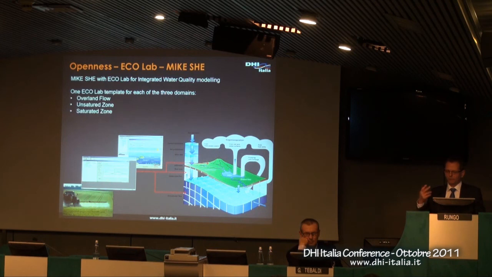we have the possibility to work with 3 different Ecolab templates, one corresponding to overland flow, one in the unsaturated, and one in the saturated zone. And this is, of course, supporting the fact that the chemical and biological processes that dominate on the ground are totally different from what dominates in the unsaturated and saturated soil.